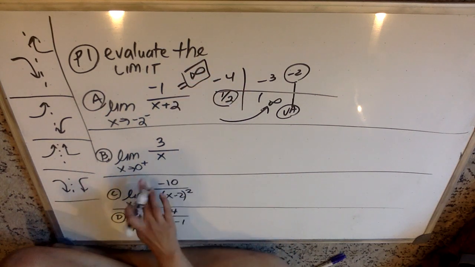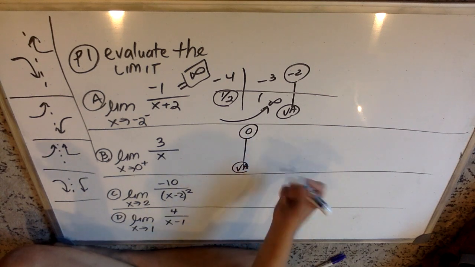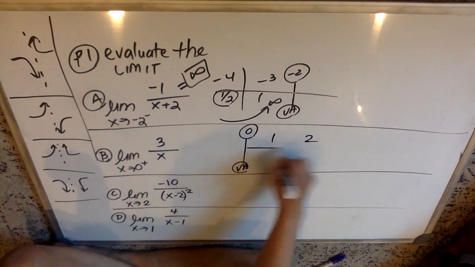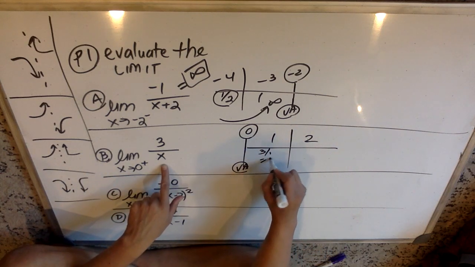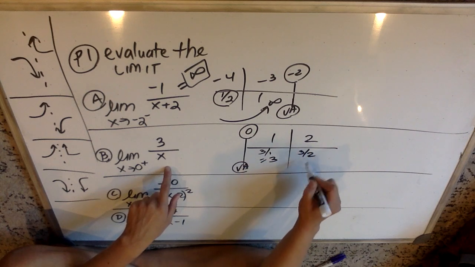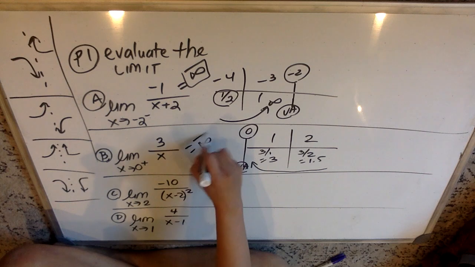When I do values to the right of 0, here's my 0, which is a vertical asymptote. I want numbers to the right of that, which would be 1 and 2, easy numbers to the right. When I plug in 3 over 1, I get 3. When I plug in 3 over 2, I get 1.5. That means these values are getting bigger, so this is also infinity.